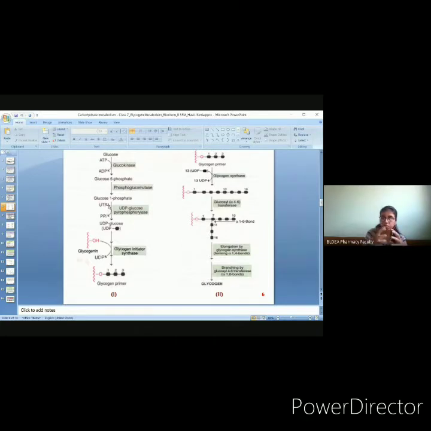Among these 3 phosphates, 2 phosphates are removed. That is, a pyrophosphate molecule is removed. This PPi is denoted as pyrophosphate. Whenever 2 phosphate molecules are eliminated, the resulting PPi is known as pyrophosphate, hence resulting in synthesis of UDP.